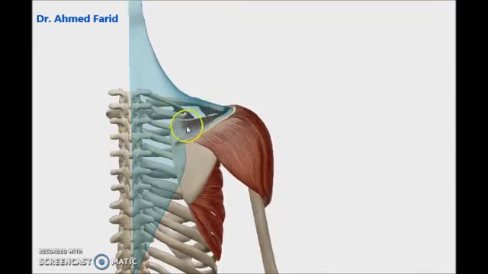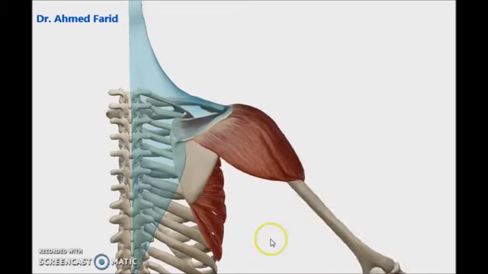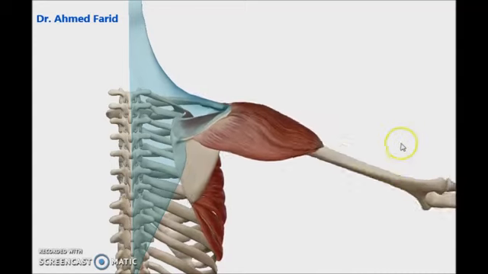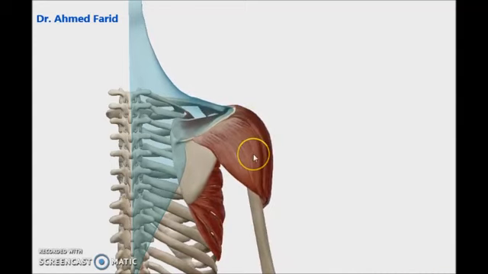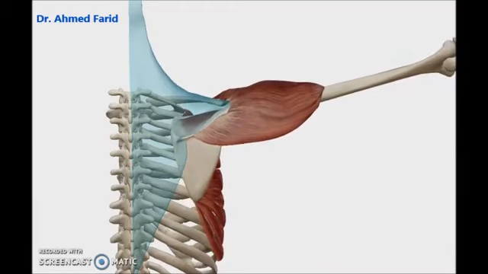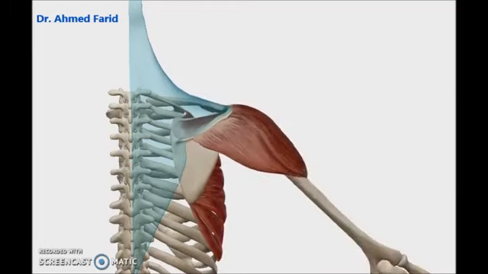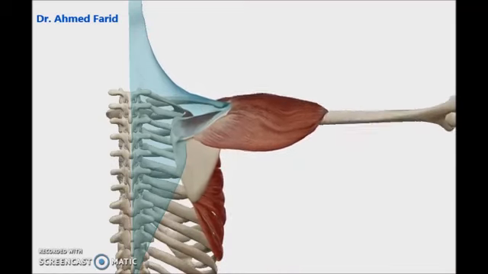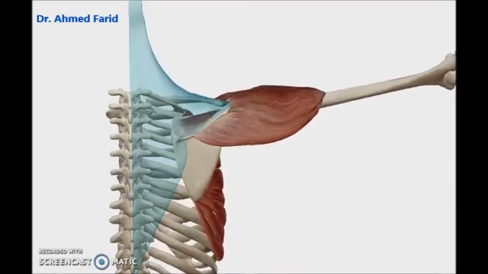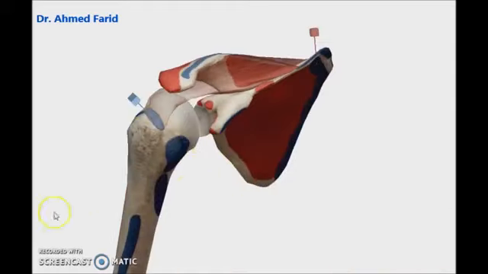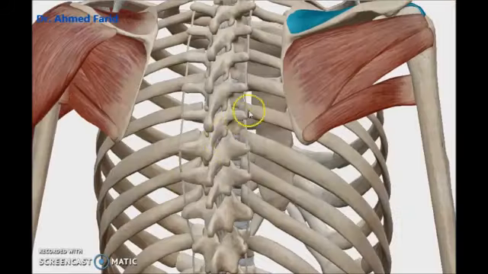supraspinatus will initiate the abduction from 0 to 15 degrees only, and from 15 degrees to 90 degrees, this will be the action of the deltoid muscle. So the action of supraspinatus is to initiate or begin the abduction of the shoulder joint, and the action of the deltoid is to complete this abduction from 15 degrees to 90 degrees. Okay. What about the other muscles?